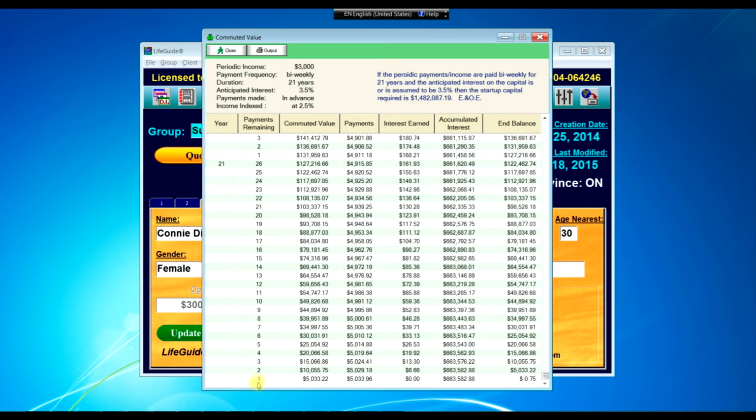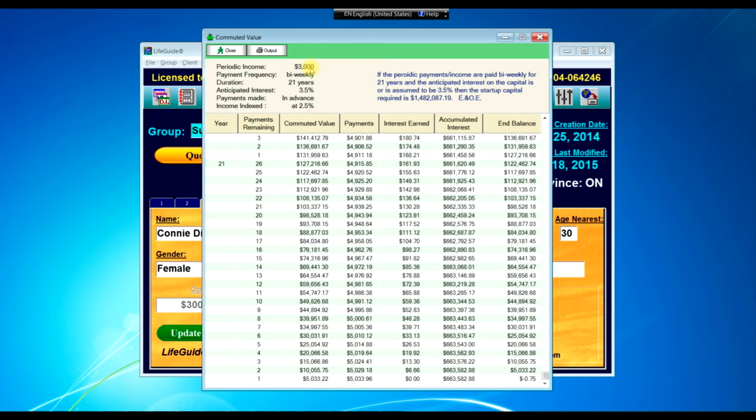And we see that overall, for the entire period, at the last day of the 21st year, last payment, we are short just 75 cents, and that is as close as we can get as we use calculations going down to the 5th decimal place. Okay, the summary is up here.